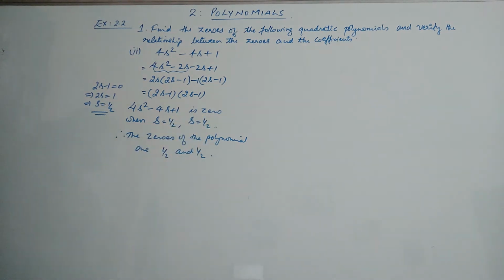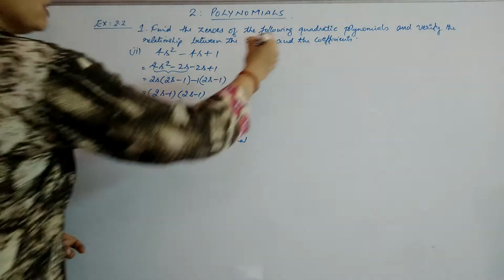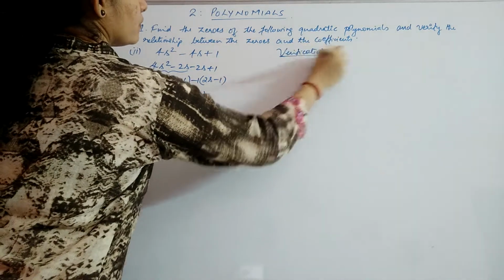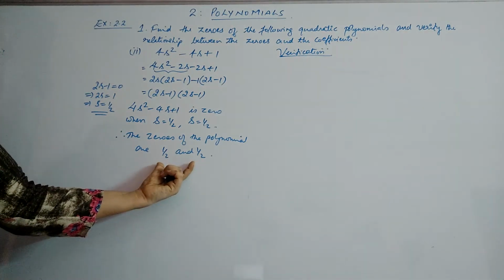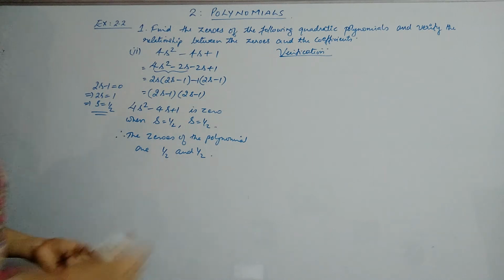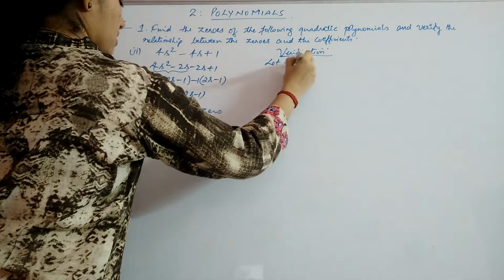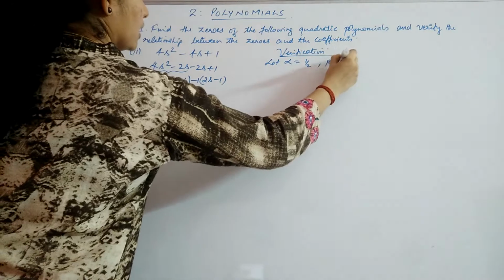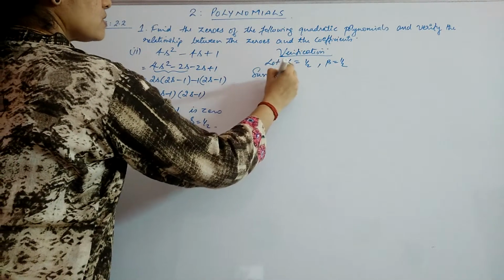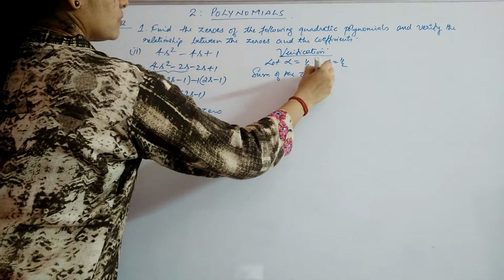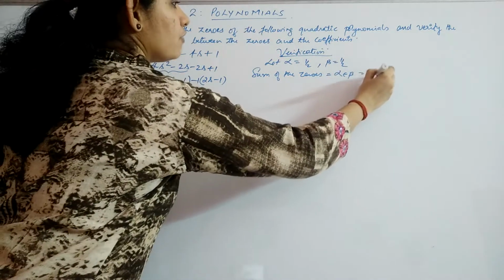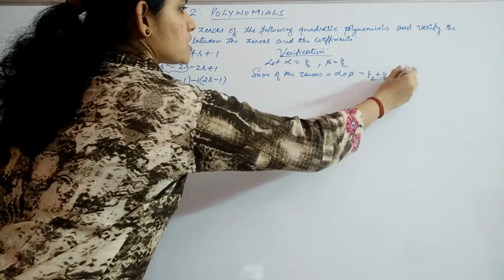Got it? Now the second part is the verification, where you have to just check whether the zeros which you got satisfy the equation or not. That means sum of the zeros and product of the zeros. Okay. So we'll start with alpha is equal to 1 by 2, beta is equal to the other one, and we will just start with sum of the zeros. Sum of the zeros is alpha plus beta, which will give you half plus half, which is 1.